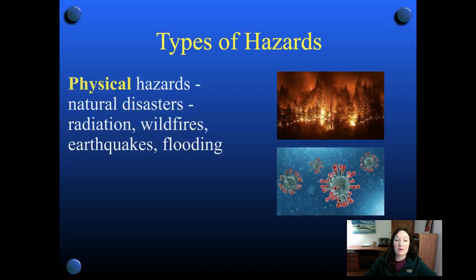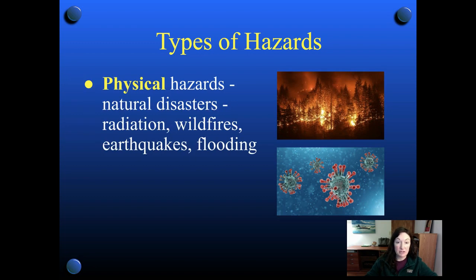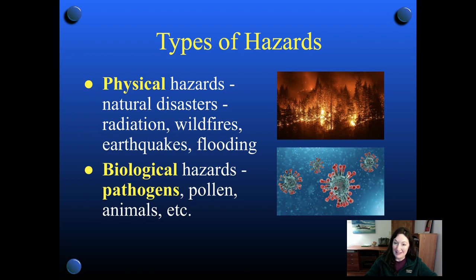There are also physical hazards like natural disasters, radiation, wildfires, earthquakes, and flooding, and then biological hazards, which are pathogens, pollen, and animals. And you can see in the picture there, our more famous biological hazard of recent times is the coronavirus, which is just one type of pathogen of many that are out there. So there are many different hazards that we look at when we're trying to do risk assessments and risk management.